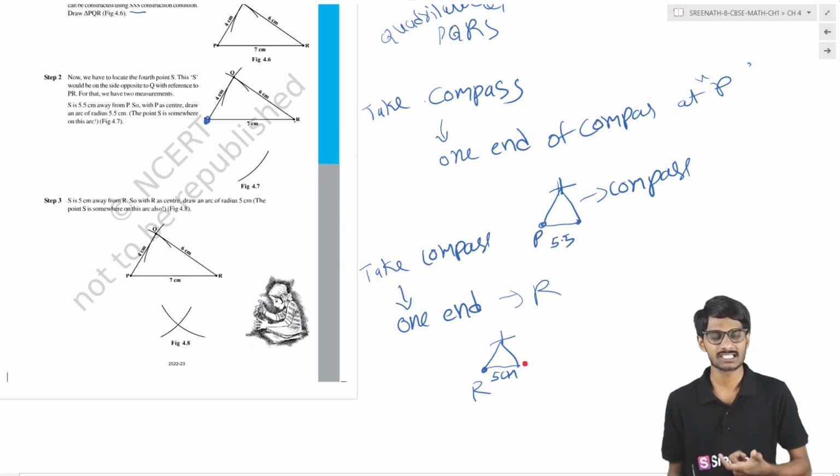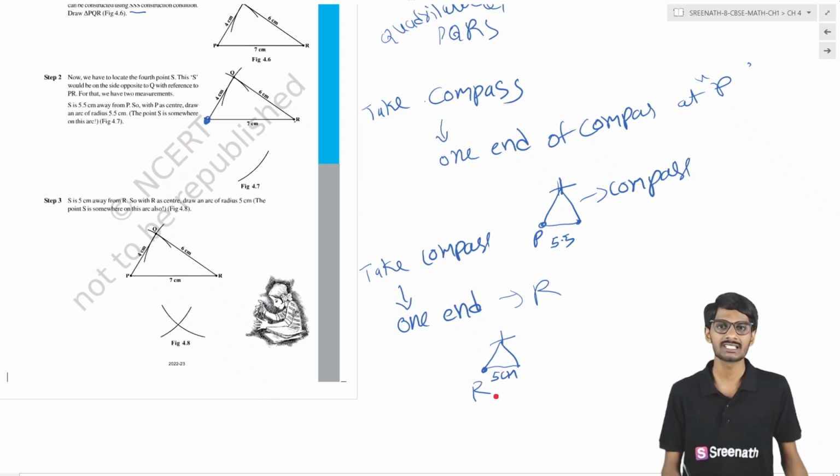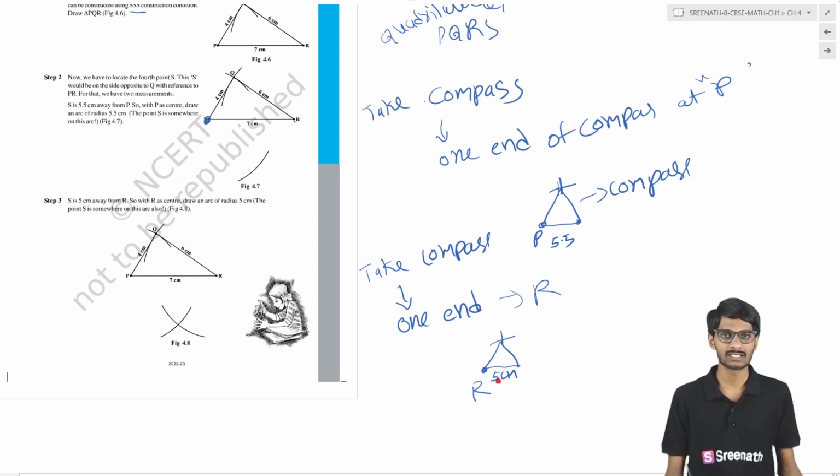Make a 5 centimeter distance between these two ends of the compass. Sir, how can I know, sir? Means you can use the scale, and by using the scale find out the distance of 5 centimeters, and the distance between two ends must be 5 centimeters. Like that, put one end of the compass at R, and using the other end make an arc like this. Okay students, an arc like this.